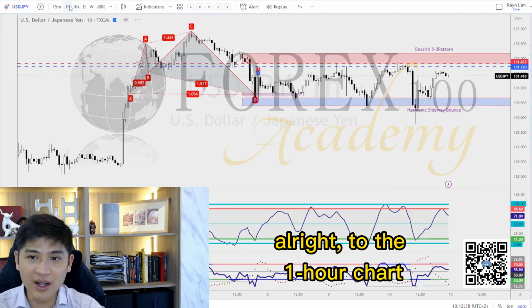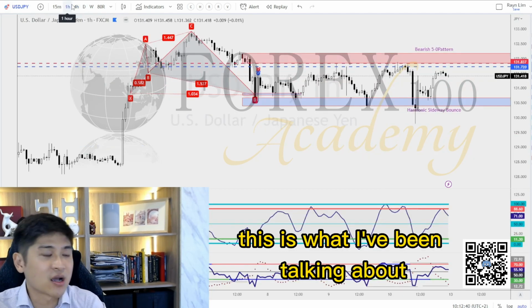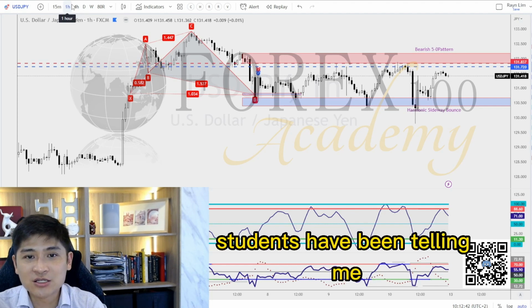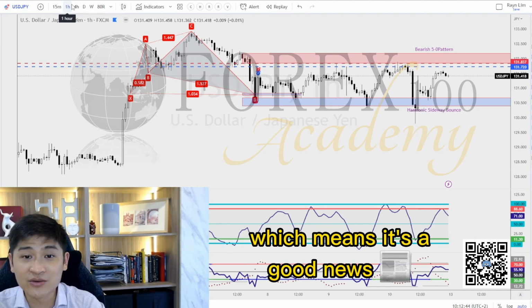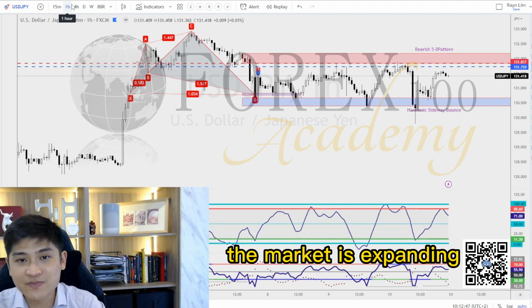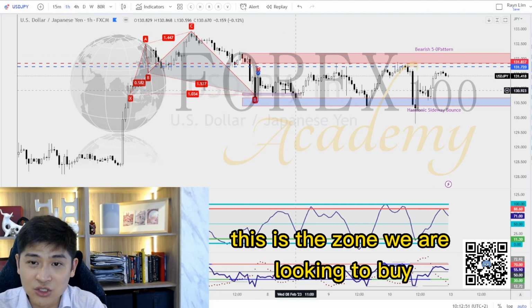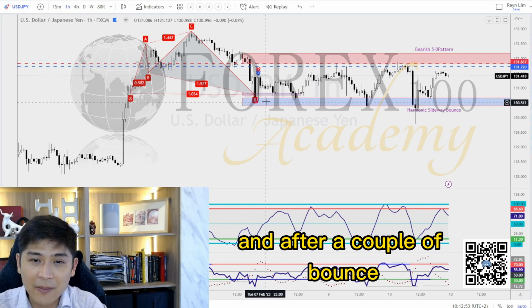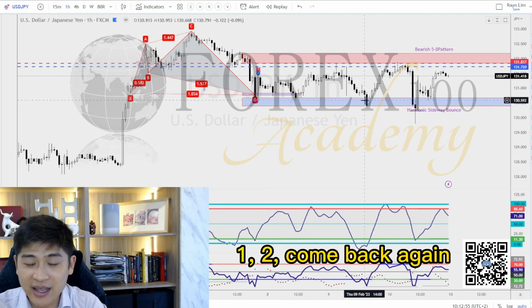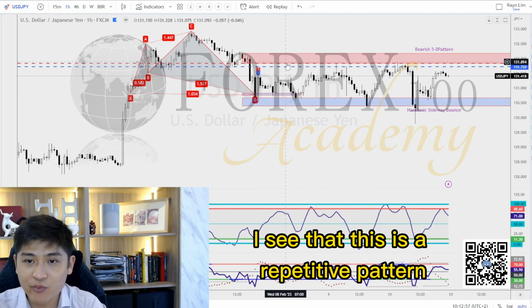Alright, so the 1-hour chart, this is what I've been talking about, and I know a lot of traders and students have been telling me, hey, there's a lot of shark patterns, which means it's good news. The market is expanding. So you see, this is how we engage. This is the zone we are looking to buy, and after a couple of bounces, it comes back again. The third time, I see that this is a repetitive pattern.